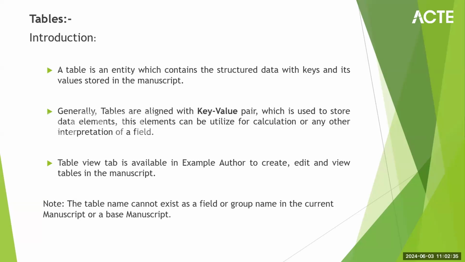The table name cannot exist as a field or group name in the current manuscript or base manuscript. So we use a table to store data with a key and value, to retrieve the data from the table. When you have multiple data of a single company, in that case we use this table structure to store the data.